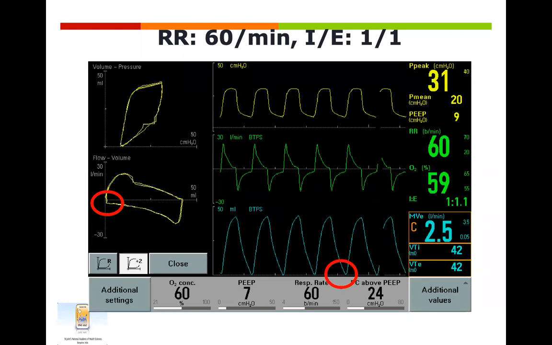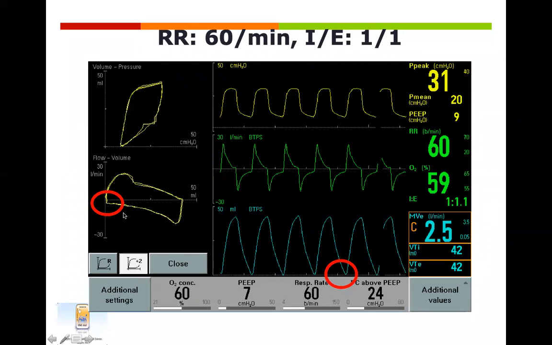So what can you see? What do you see here? Air trapping. If you see in the flow scalar, the expiration has not ended and the inspiration has started. So you have air trapping. The expiratory deflection point is turned like that. And here also, it has not returned to 0. It is below 0. So this is air trapping. You can see air trapping here, here, and here.